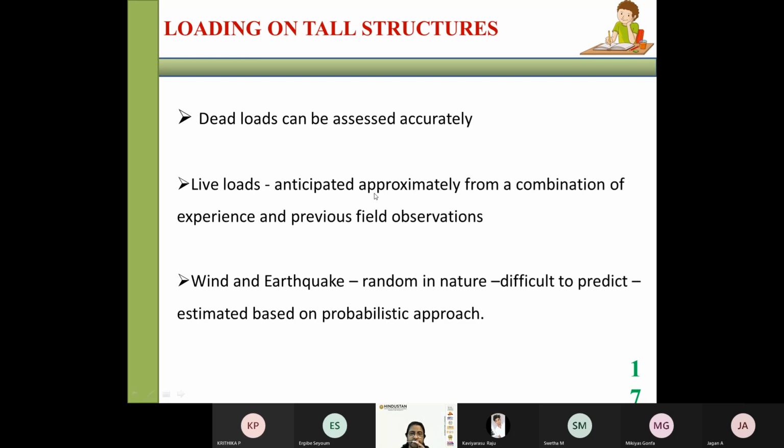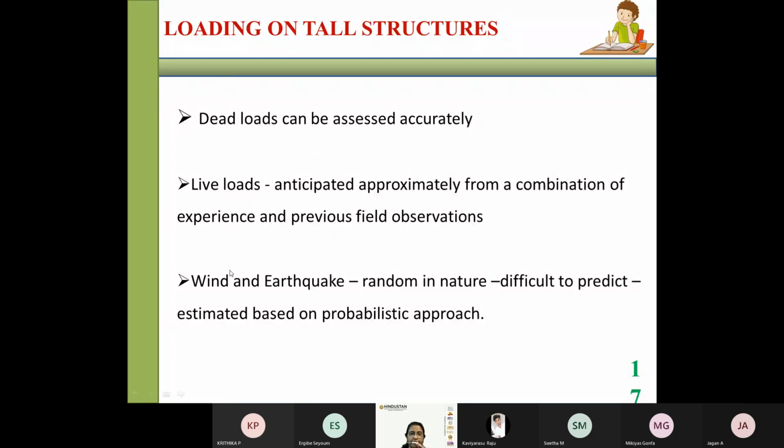But live loads are anticipated approximately from a combination of experience and previous field observations. Similarly, wind and earthquake are random in nature. They are difficult to predict and are estimated based on a probabilistic approach. We don't know exactly what intensity or magnitude the earthquake will have, or what the wind speed will be; there will be a prediction.